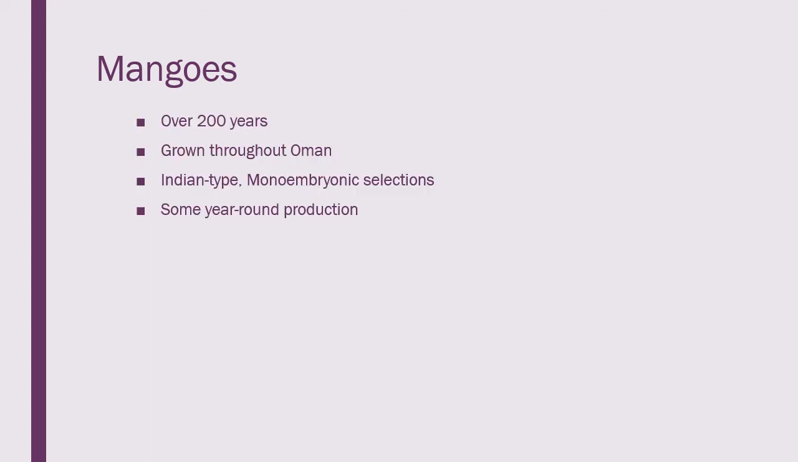As for the mango, inshallah, we'll talk about mango in detail. But mango has been in Oman for a long time, more than 200 years, according to history. They are grown everywhere in Oman. And the most common one is monoembryonic, or the Indian type, the one we see traditionally grown in many parts of the country. Certain varieties produce all around the year, like Permasi. So Permasi is a variety of mango that can be harvested throughout the year.